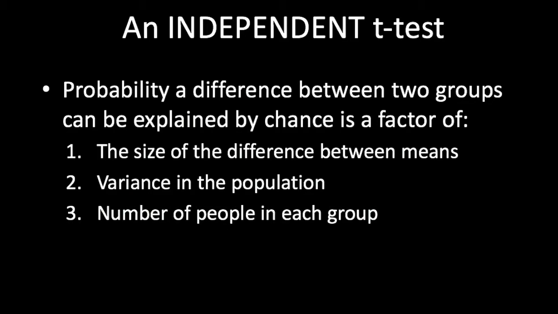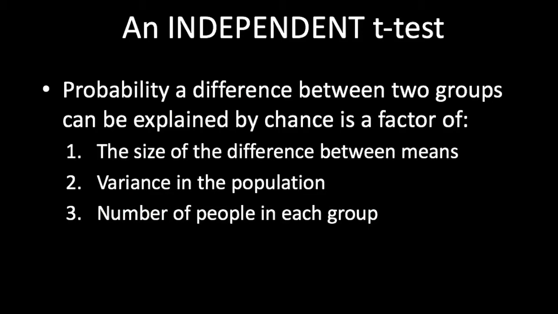A second thing that makes it more or less likely that the difference we observe could happen by chance is the variance in the population. So we might not be surprised to see a difference of 1 in IQ between the population of Santa Monica and Inglewood, but we'd be very surprised to see a difference of 1 in the mean number of limbs, because the mean number of limbs people have generally tends to be 4 with very little variance.